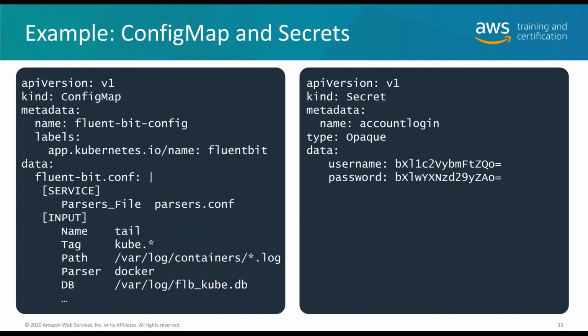I mentioned before that you can build these things using files. And so here's an example of a config map and the secrets that you can use, right?